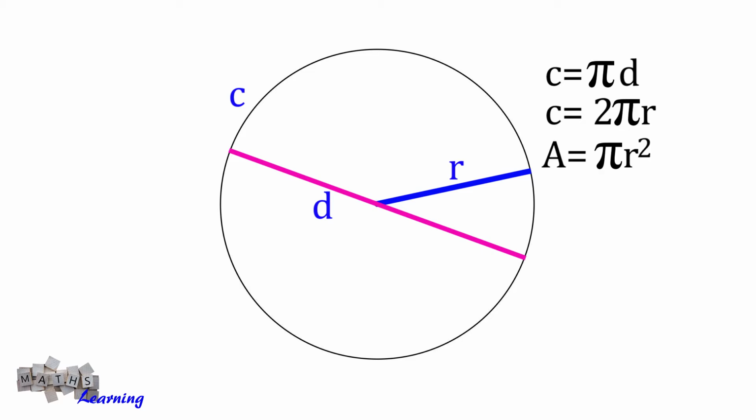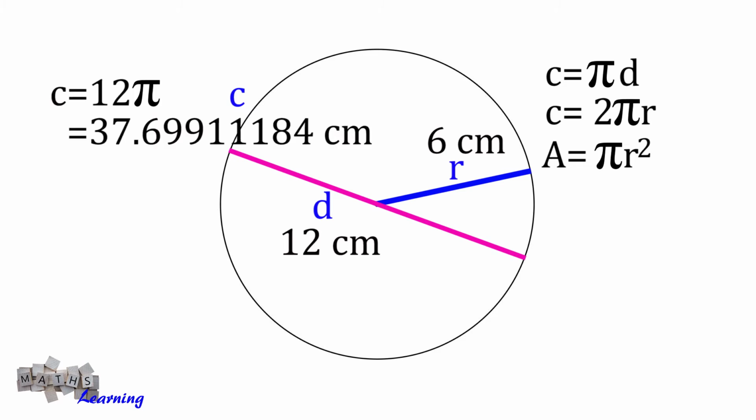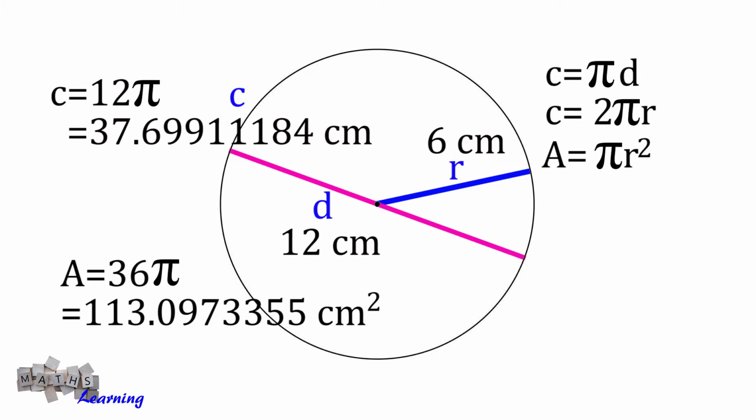So let's do some calculations. Suppose the radius is 6 centimeters, then the diameter must be 12 centimeters, since the diameter is twice the length of the radius. Alternatively, if the diameter is 12 centimeters, then the radius must be 6 centimeters. The circumference is the distance all around the circle, which is pi times the diameter. So on the calculator, pi times 12 is 12 pi, or 37.6991184 centimeters.